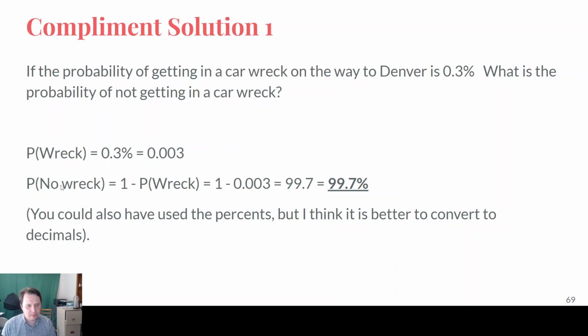So that means that the probability of no wreck is equal to 1 minus that probability. And so that's 1 minus 0.003. So there's a 99.7% chance that we do not get in a wreck on the way to Denver. So that's good news. We don't want to be getting in any wrecks. That's the complement of 0.3%. And notice that if we added these together, we'd get 100%. As I mentioned, it's always a good idea to convert your percentages to decimals before you try to do math.